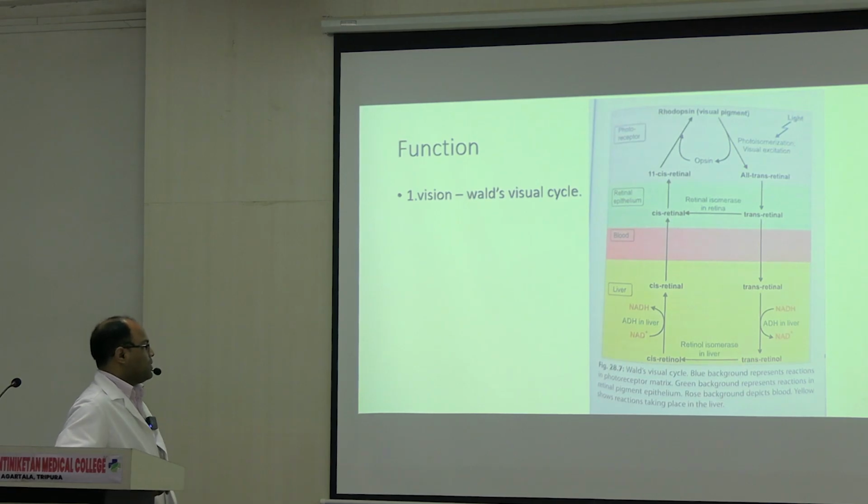Then this trans retinol is converted into cis retinol by the retinol isomerase enzyme present in the liver. This cis retinol is again converted to cis retinal. The same enzyme ADH in the liver utilizes NAD plus and generates NADH. This cis retinol is then released into the bloodstream and reaches the retina again. And in the retina it is spontaneously converted to 11 cis.